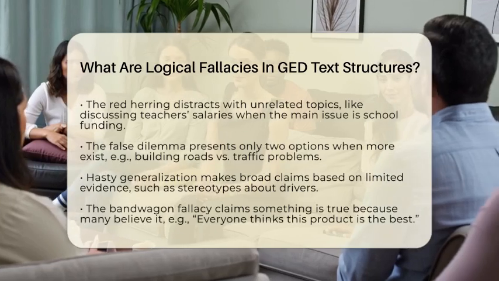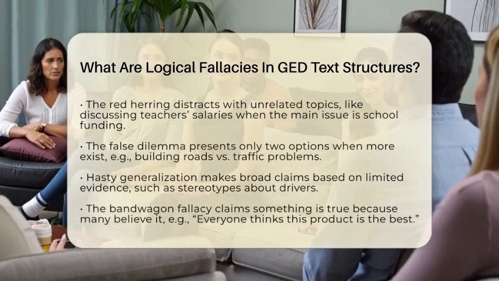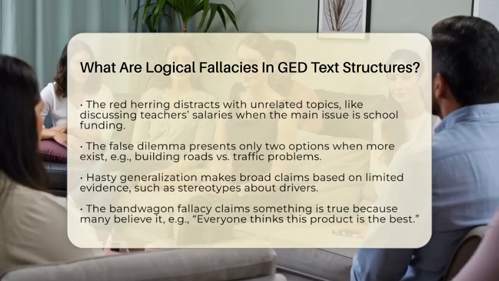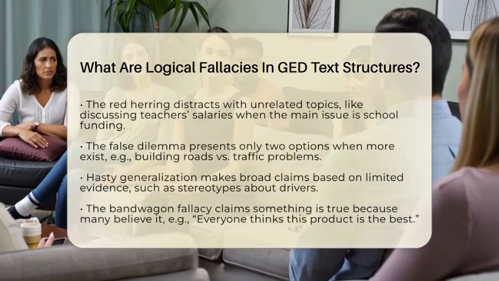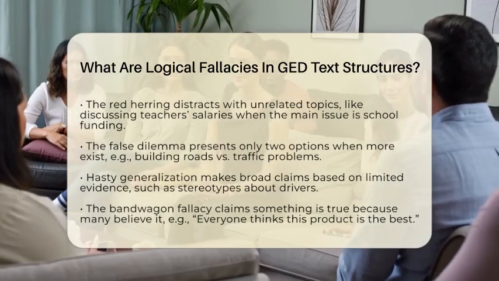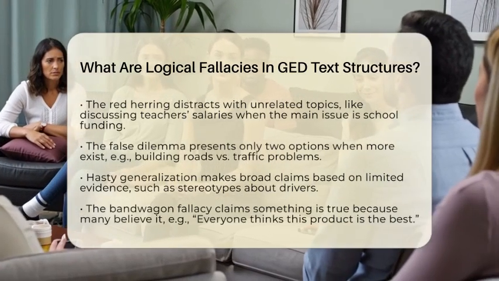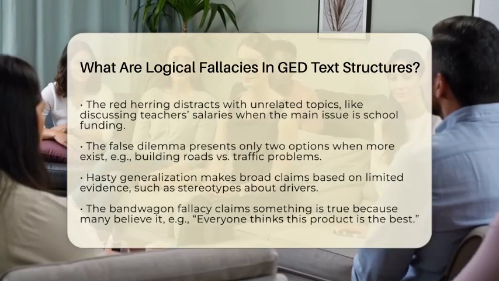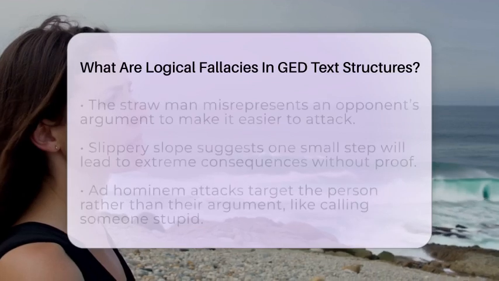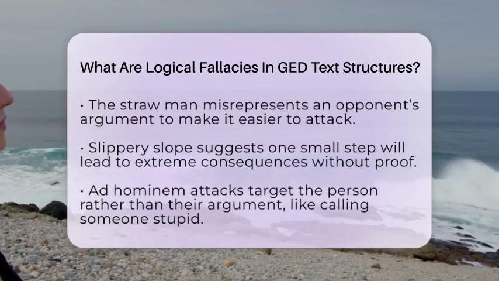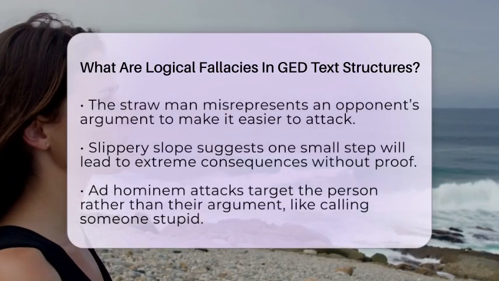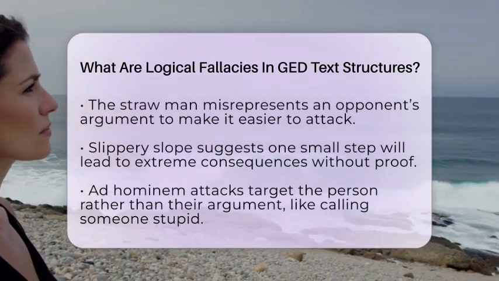The false dilemma is when only two choices are presented, even though more options exist. For example, "Either we build more roads or traffic will never improve," ignoring other solutions like public transportation. Hasty generalization happens when someone makes a broad statement based on little evidence, like saying, "All Priuses are driven by bad drivers," after one bad experience.